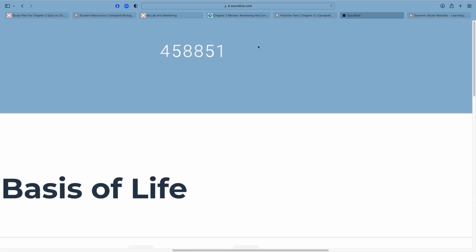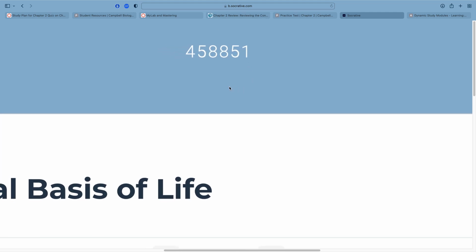We're going to do a Socrative right now. Let's see how well you can answer 10 questions. This is just practice. The coach has asked you to go out for a pass and try to catch the throw from the quarterback. 458851 is the classroom. Go to Socrative, or maybe you have the app.